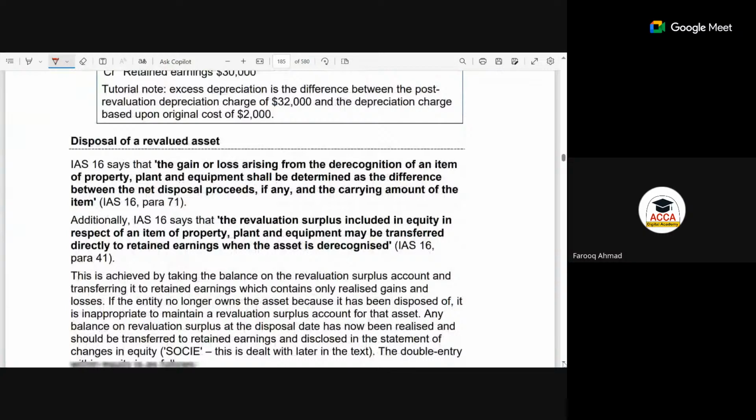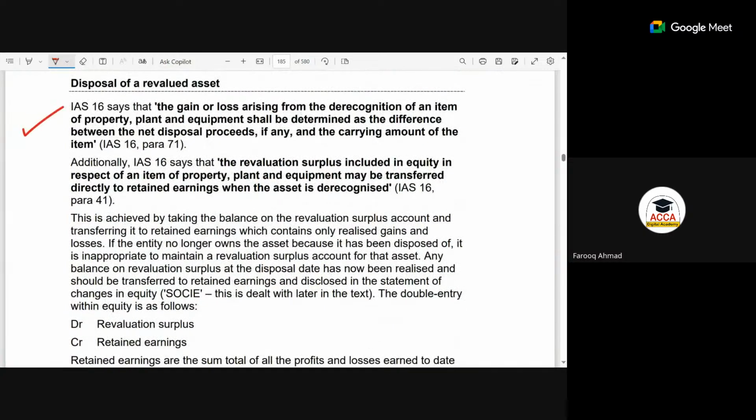Now again, disposal of a revalued asset. If a revalued asset is disposed of, then this treatment will be done. Everything will be reversed, and the final earnings or final collection will take effect.